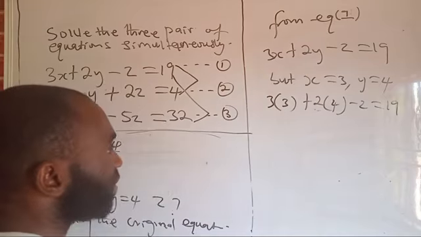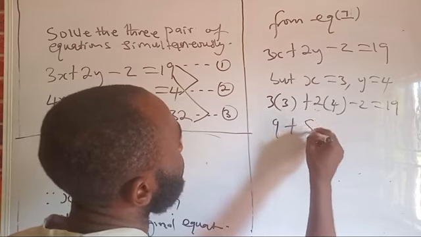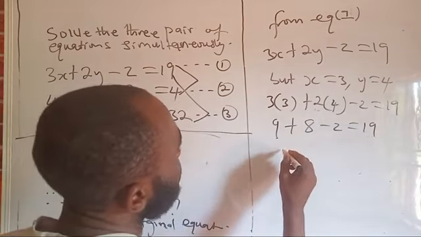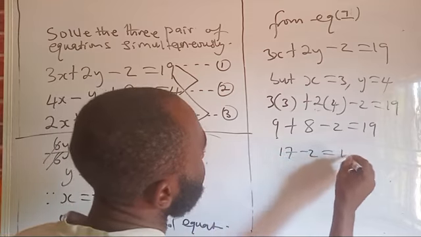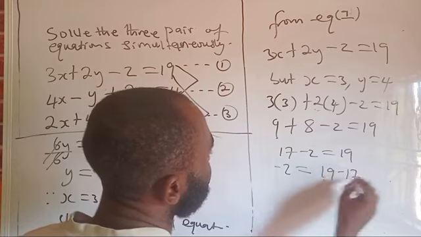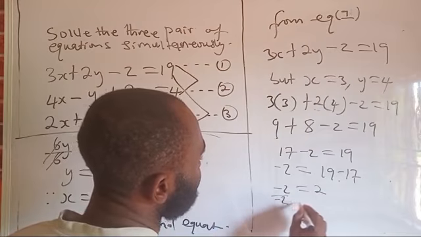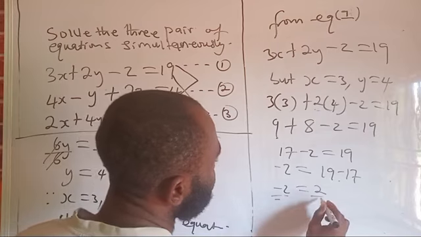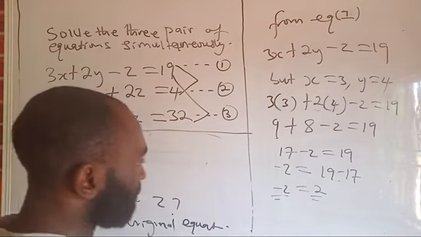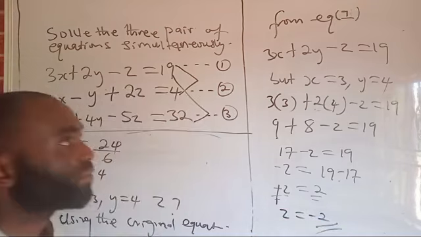So with that, 3 times 3 is 9 plus 2 times 4 is 8 minus z is equal to 19, and 9 plus 8, that is 17, minus z is equal to 19. Minus z is equal to 19 minus 17. Minus z is equal to 2. Divide both sides by the minus sign. So in doing that, minus cancels minus, z is equal to minus 2. So that is it.